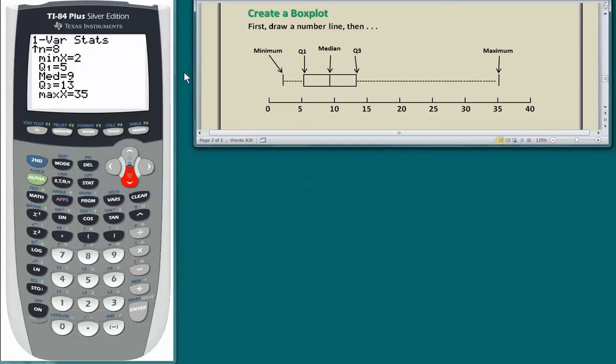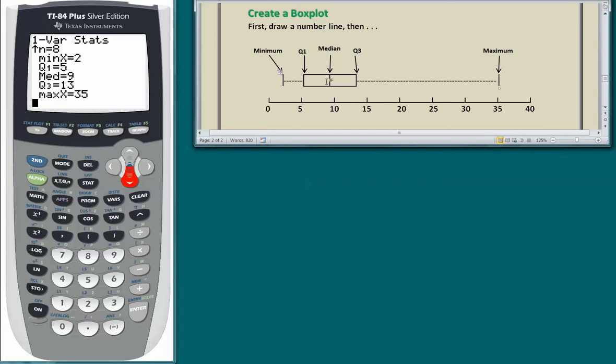So my minimum was 2. So this little mark right here roughly corresponds to where 2 would be on my number line. This line right here corresponds to where 5 is on my number line, and that's my Q1. And you see there Q1. My median is 9, and this line right here corresponds roughly to where 9 would be on my number line. Q3 is 13. This line roughly corresponds to where 13 is on my number line. And finally, 35 is my maximum, and that's way out here.